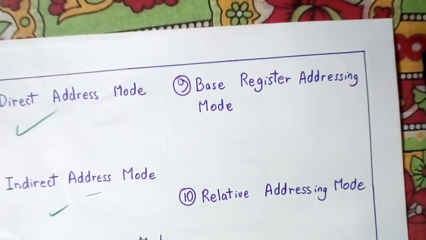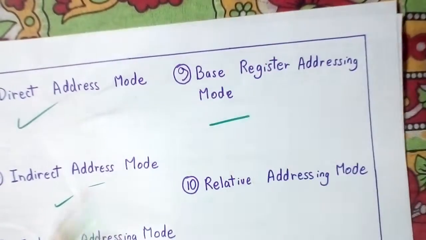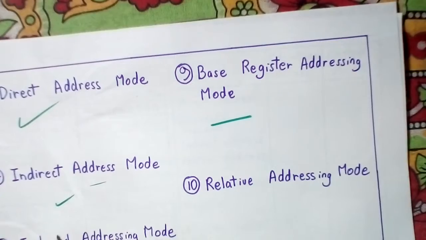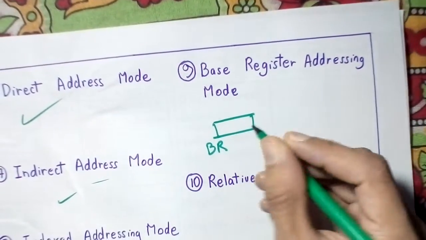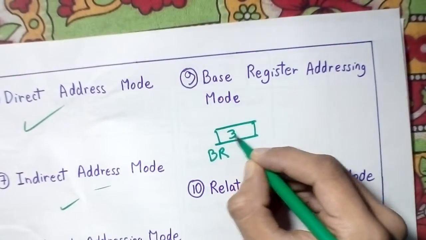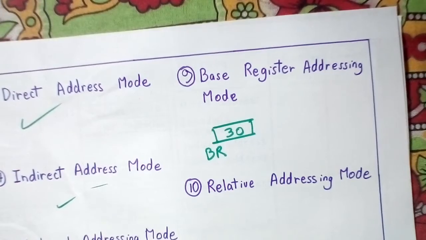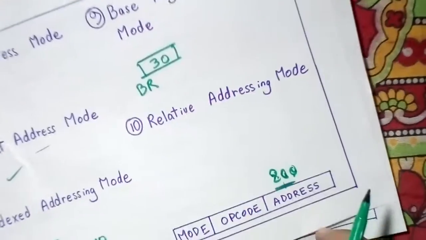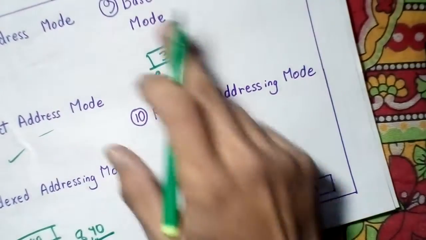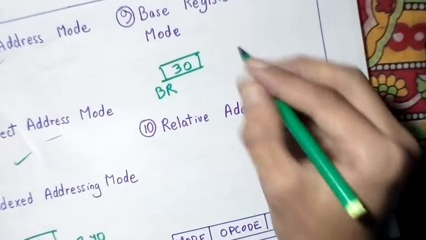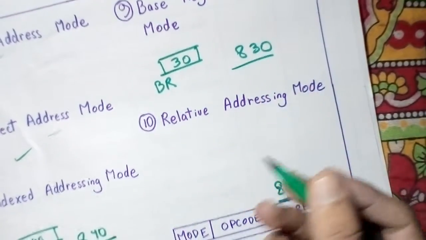Then the next is base register addressing mode. The concept is the same as indexed addressing mode. Here there is a base register BR, which also has some particular value, 30, 40, whatever. The value we specify in the instruction code is added with the value of the base register, and here in this case it will be 830. From this address we can get the value of the operand.